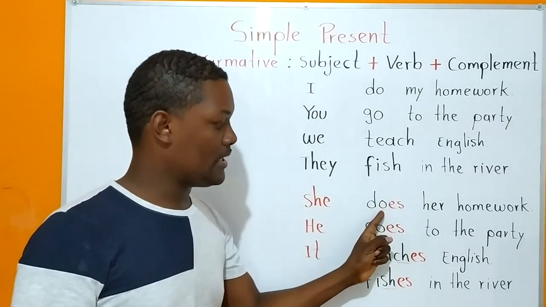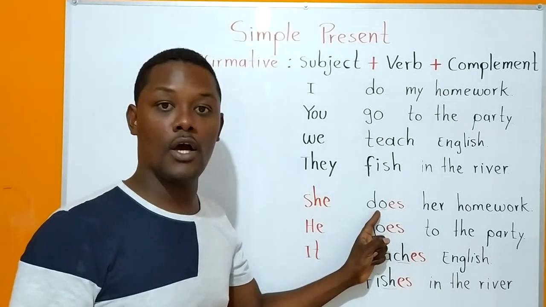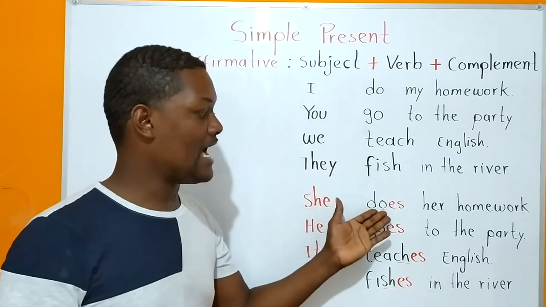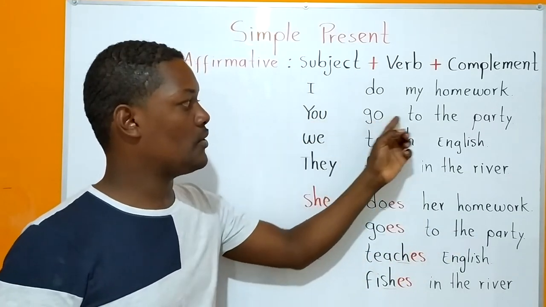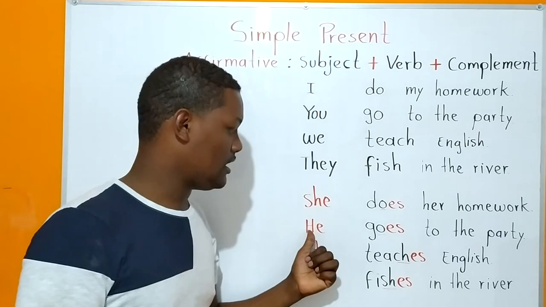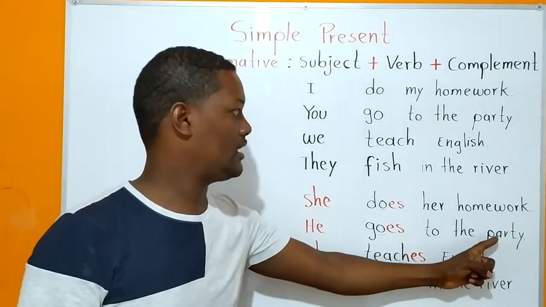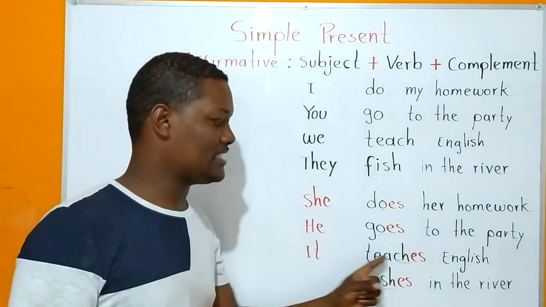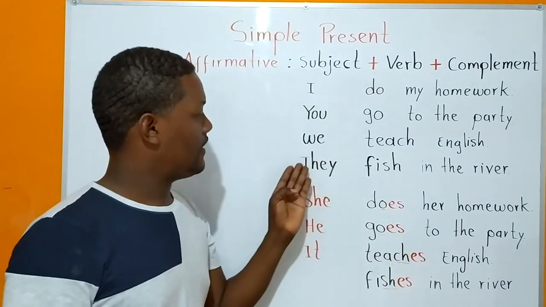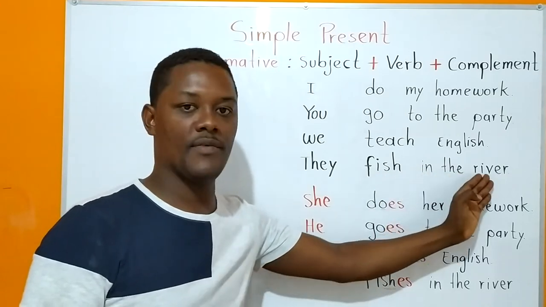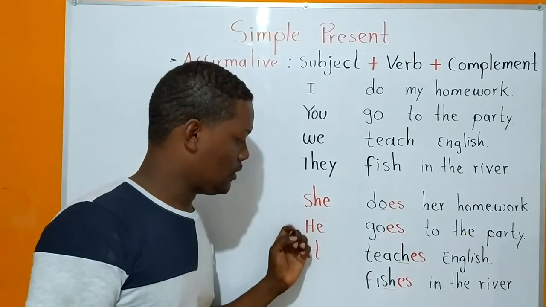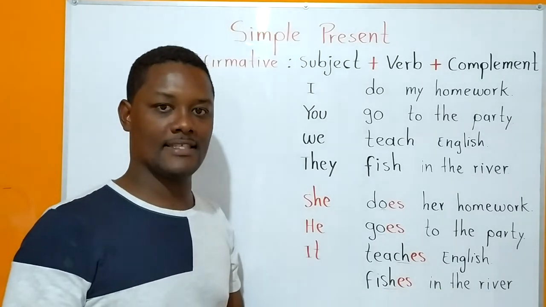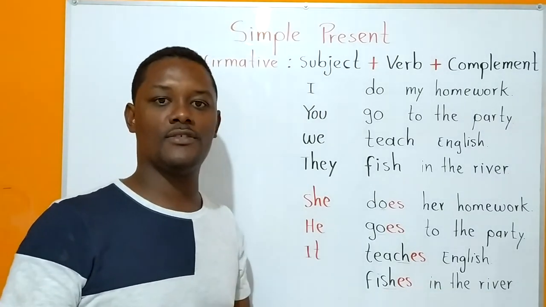Because the verb do ends in O, you have to put she does her homework. You go to the party. He goes to the party. We teach English. She teaches English. They fish in the river. She or he fishes in the river. And that's it. That's all you need to do.